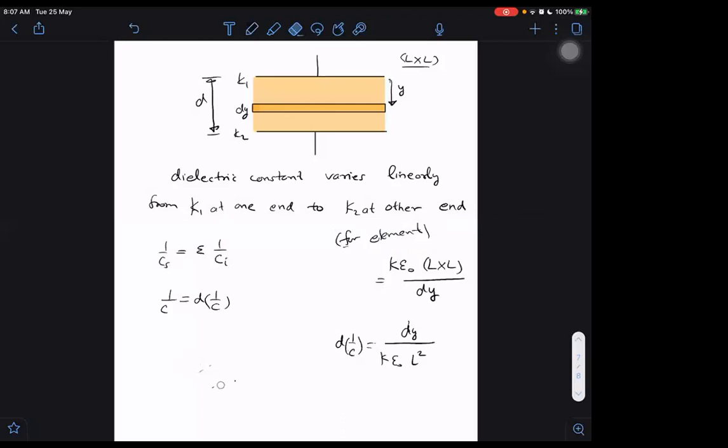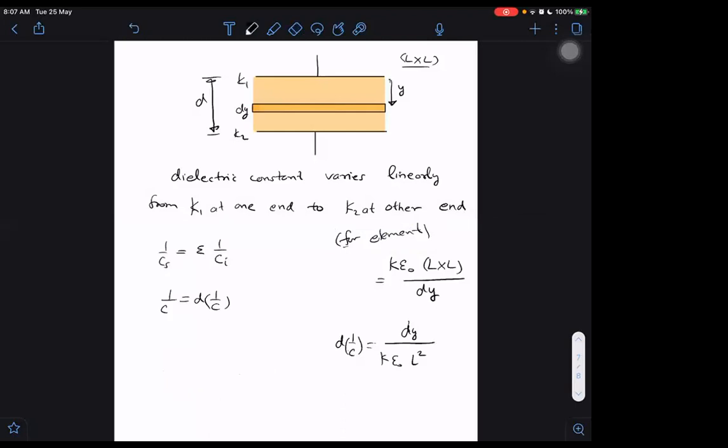It is a mistake. What will be d of 1 by C in fact? The derivative of 1 by C will be minus 1 by C square into dC. How are these the same? These are not the same. We can't do that.